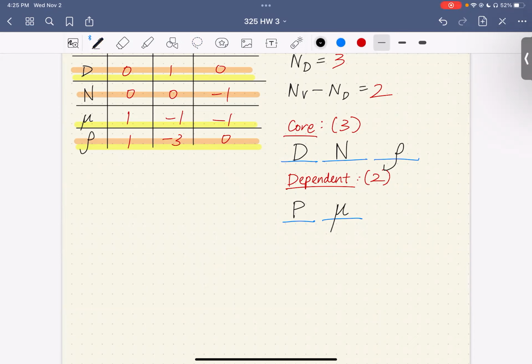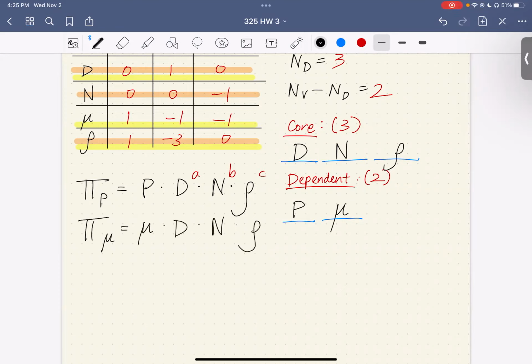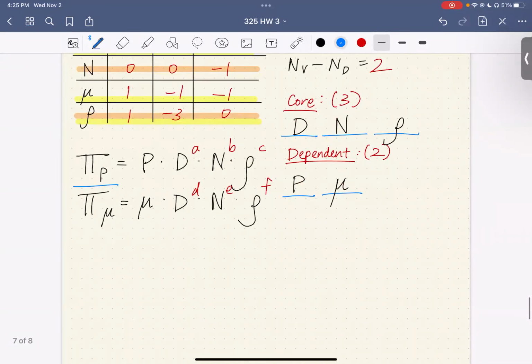We know we need to find two relationships, D to the A and rho to the A, B, C. And we have mu is equal to mu times D, number of rotations, rho, and we have D, E, and F. Great, so now we need to continue that same process that we just did. I'll do one of these for you, I'll do that one, but you need to also do this one as well.